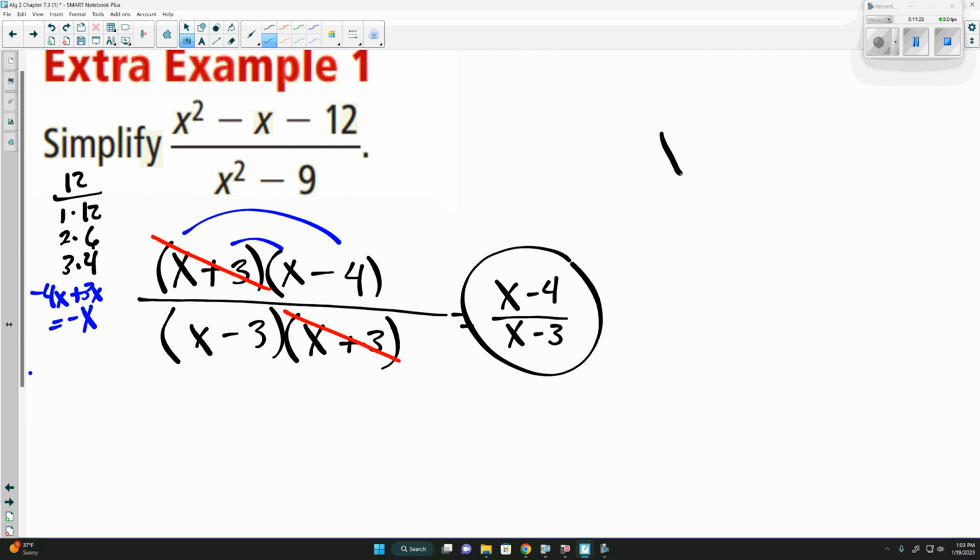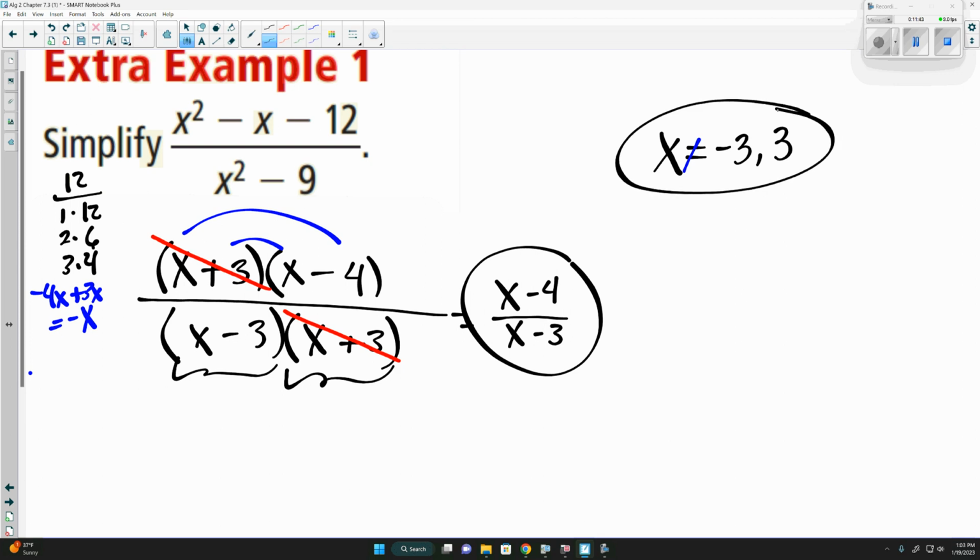And if we were going to list the restrictions, positive and negative 3. Because for x minus 3, if we plug positive 3 in there, 3 minus 3 is 0, so that doesn't work. For x plus 3, negative 3 plus 3 is 0, so it doesn't work. So these here would be our two restrictions, not solutions. Our solution is x minus 4 divided by x minus 3. Questions on this here?